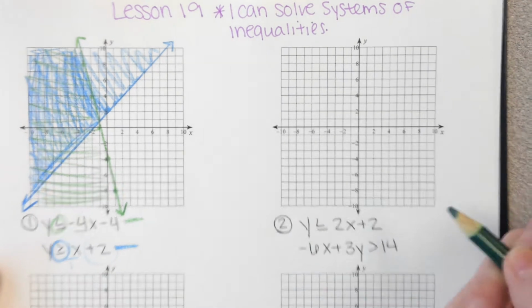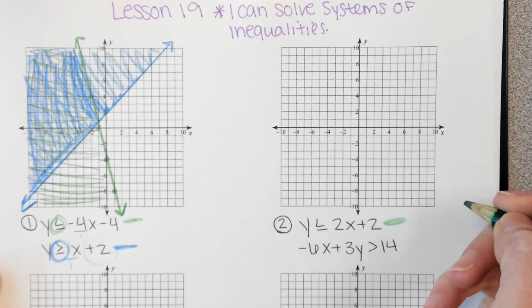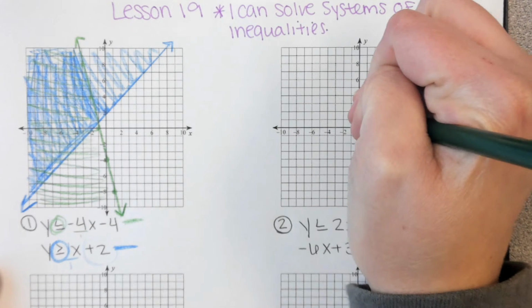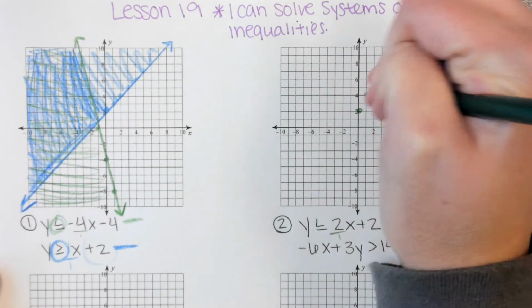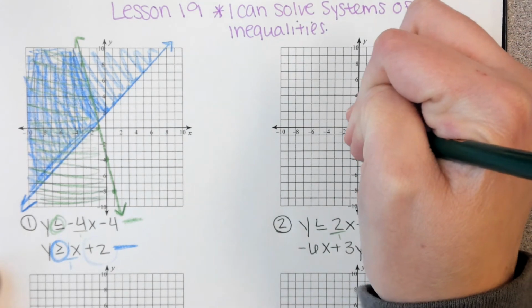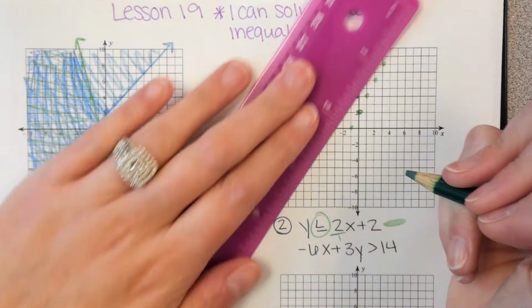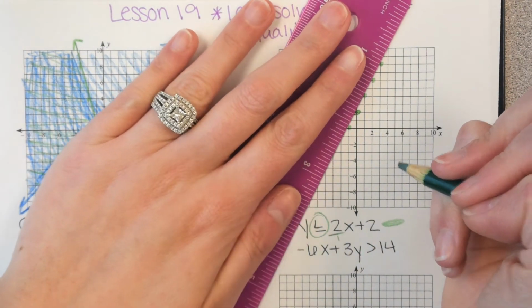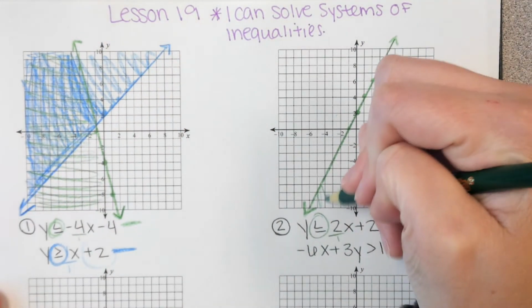All right, so number 2, we're going to do the same thing. I'm going to use green for this first one. My y-intercept is 2, and my slope is 2 over 1. I have less than or equal to, so that is a solid line, and I need to shade below.